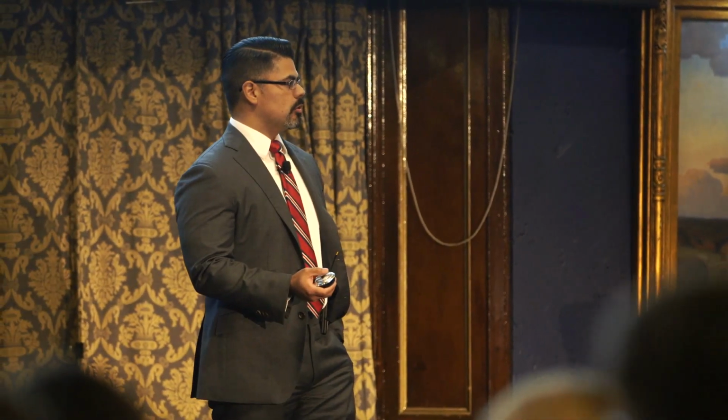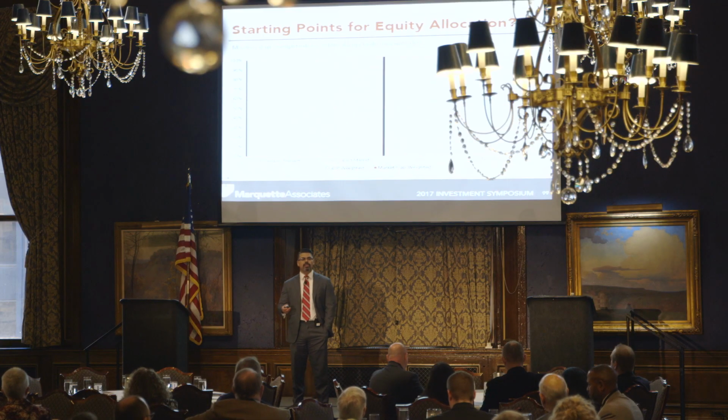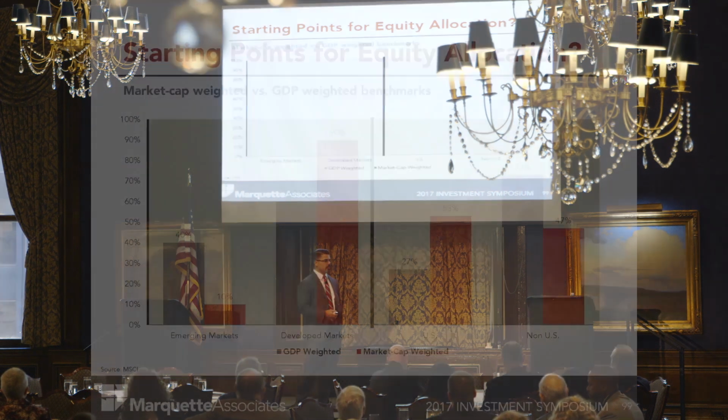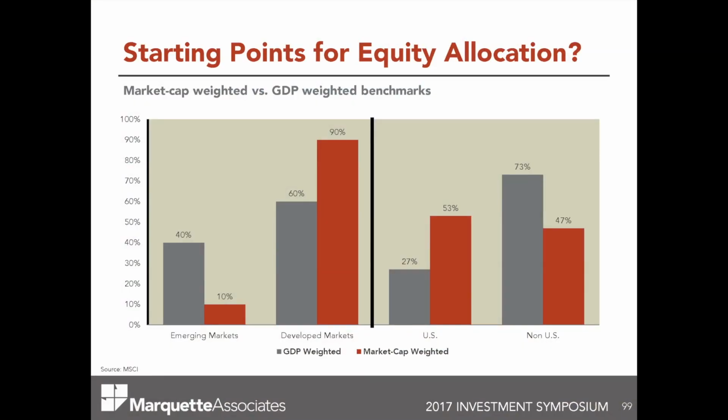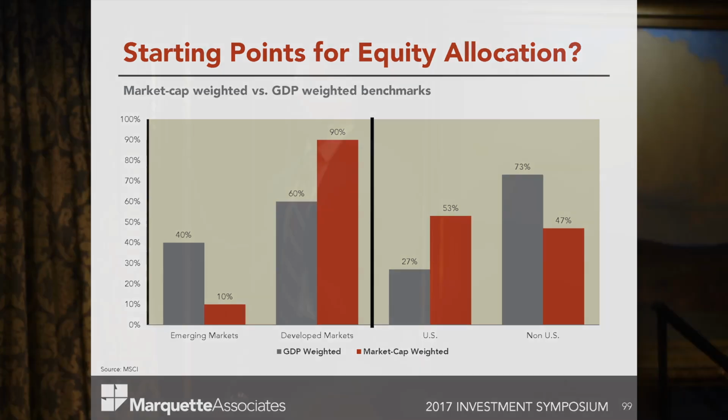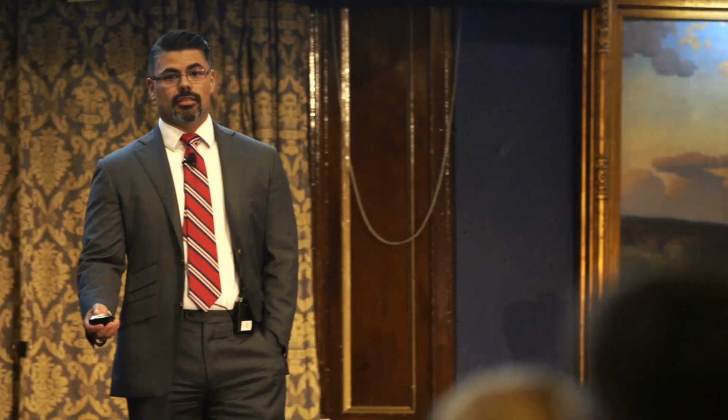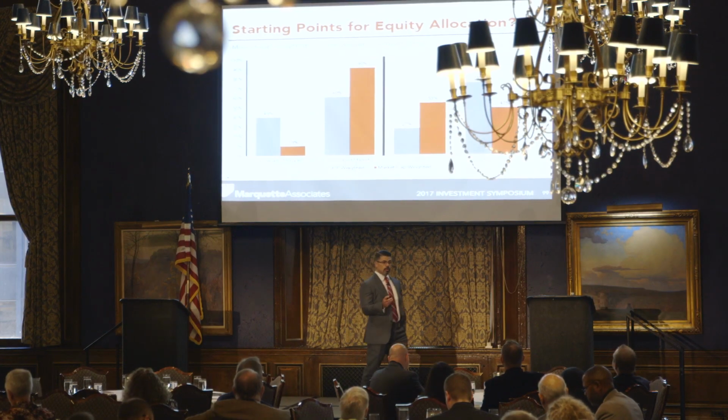And I thought it would be interesting to contrast this with a different approach. So here we're going to look at a GDP-weighted approach. So this is taking a look at a country's GDP, how it compares to the rest of the world, and uses that ratio to assign the allocations. On the right-hand side, market cap-weighted approach. U.S. equities make up 53% of a market cap-weighted approach, only 27% of a GDP-weighted approach. Pretty noticeable difference there. Left-hand side, emerging markets. They make up 40% of a GDP-weighted approach, and only 10% of a market cap weighted approach. So you can see there's some noticeable differences there.